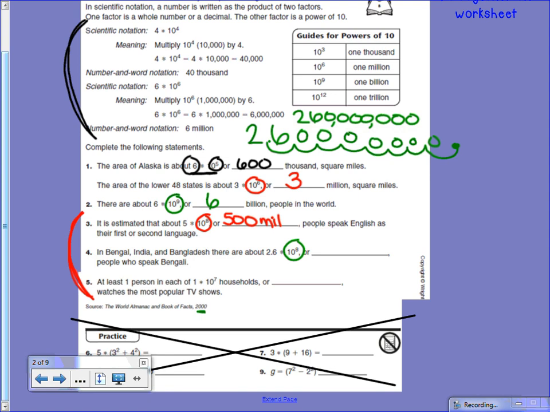that's right. How many people speak Bengali? 260 million. I'm just gonna shorten it. Nice job, so far so good. One left.